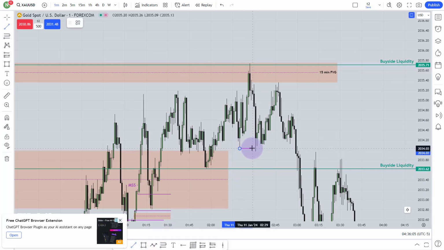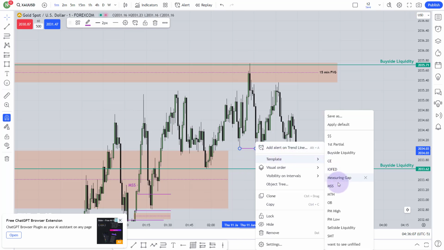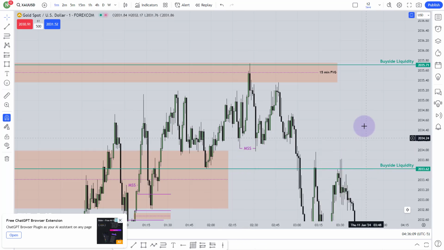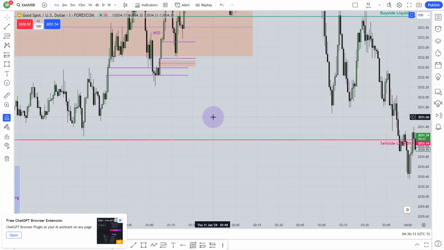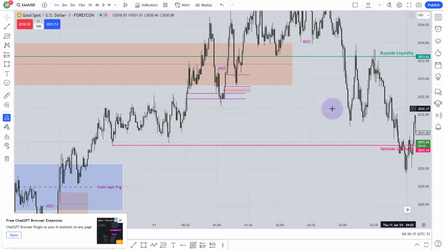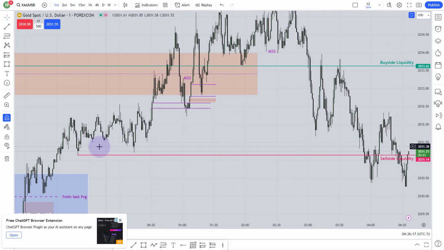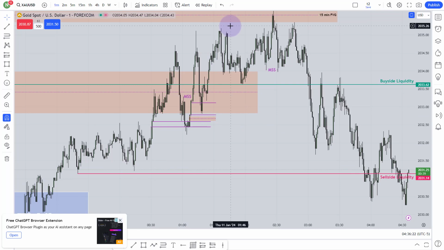Okay, let me actually mark it. This is my market structure shift, MSS. Now it held the price. What does it mean? That means you have to look for the liquidity now. What do I mean by liquidity? I always go for the relatively equal lows or relatively equal highs. So I'm not interested to take that buy. I'm interested to take that sell.